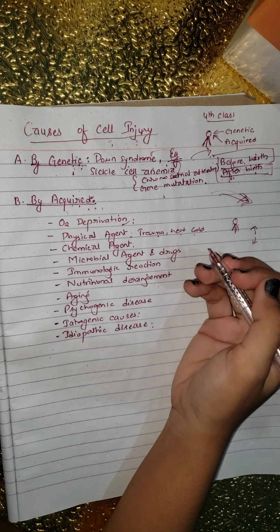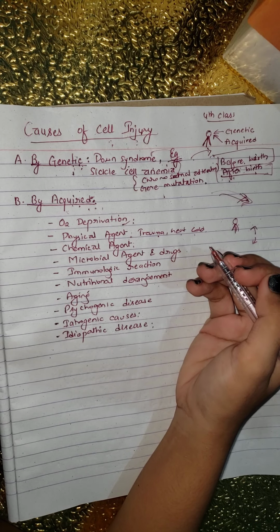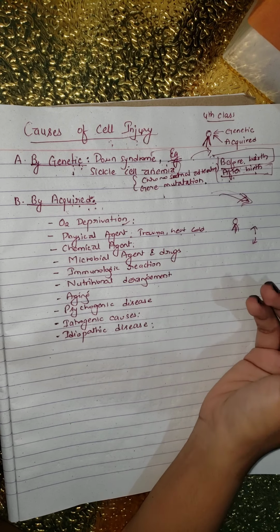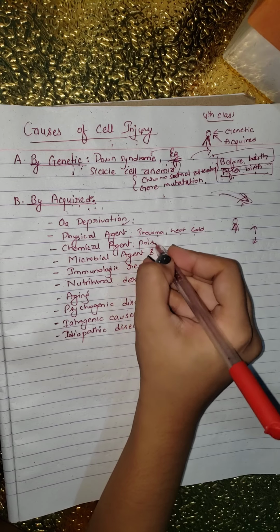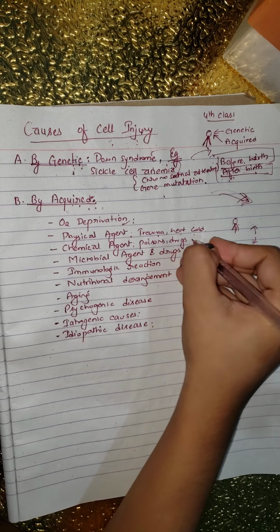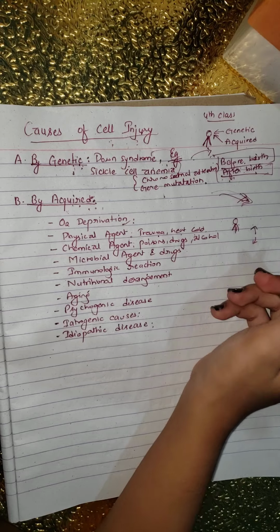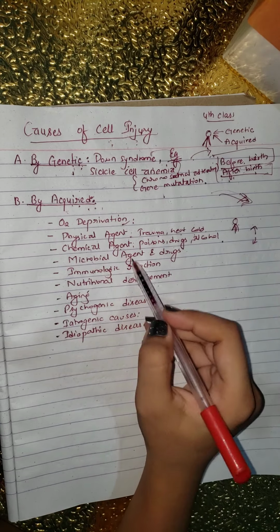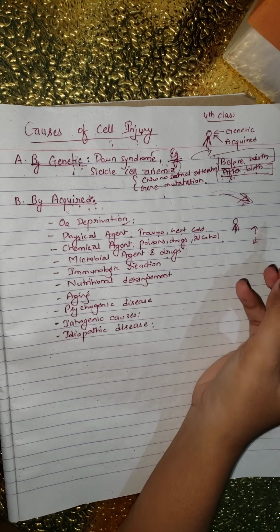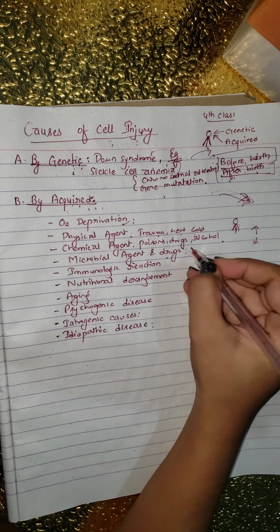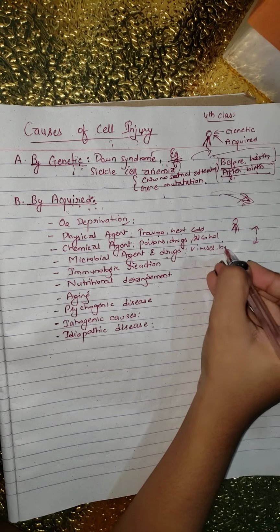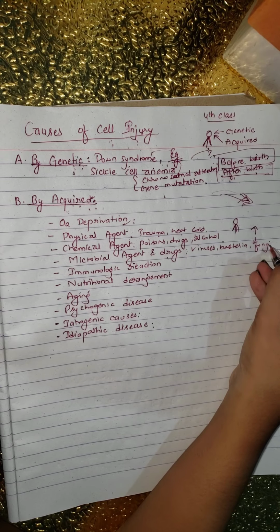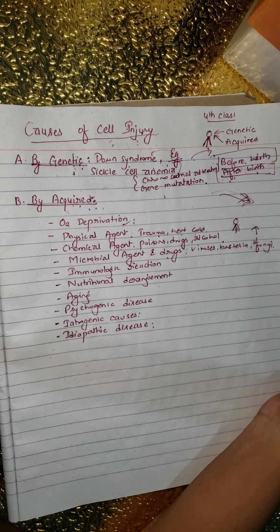Chemical agent means any kind of chemicals which will harm you, like alcohol, narcotics, drugs, poisons, anything which will cause injury to your cells. Then microbial agents, like viruses, bacteria, fungi, parasites, those things.